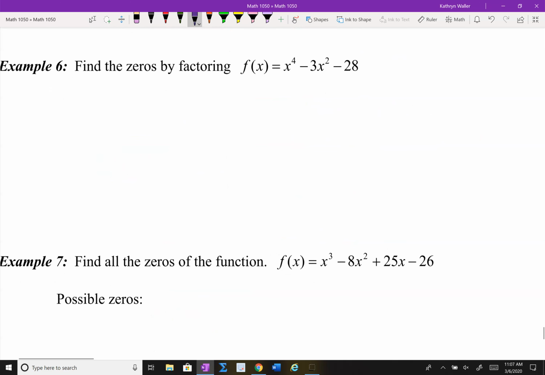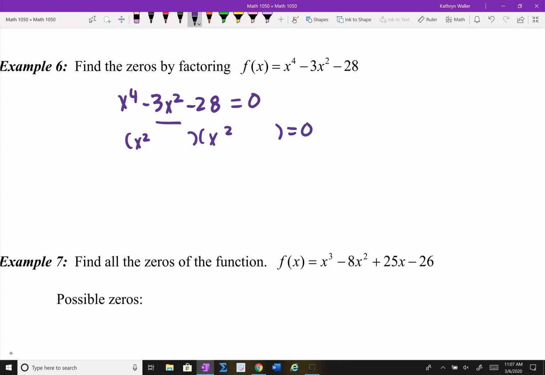Okay, here we go with example 6. Find the zeros by factoring. Don't expect them to say by factoring. They're just going to say find the zeros. Okay, so everybody write down x to the fourth minus 3x to the second minus 28 equals 0. Now I think you see that x to the fourth and it freaks you out, but it shouldn't. Because look what's in the middle, it's an x squared. So that tells you to just split that x to the fourth into an x to the second and an x to the second. Please make sure you put an equals 0 at the end.